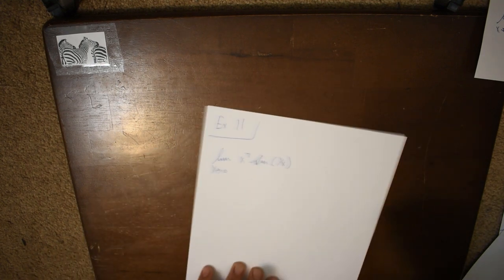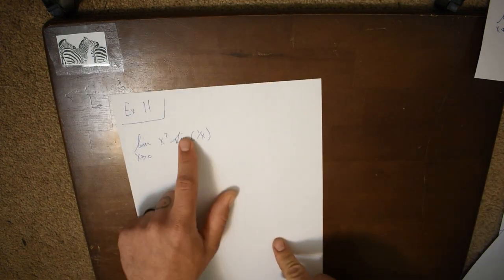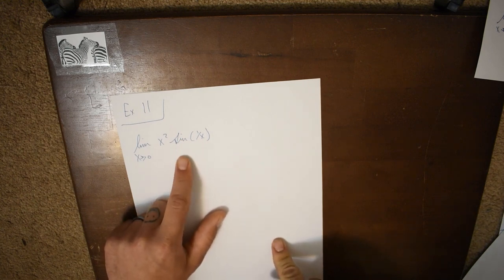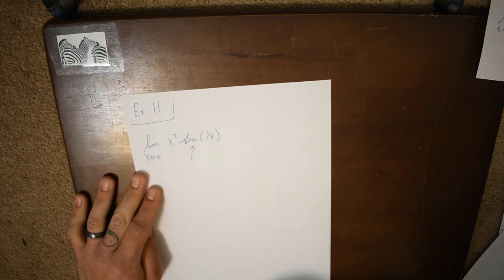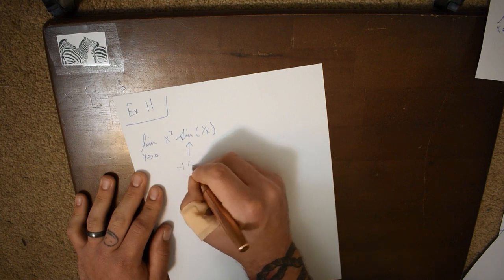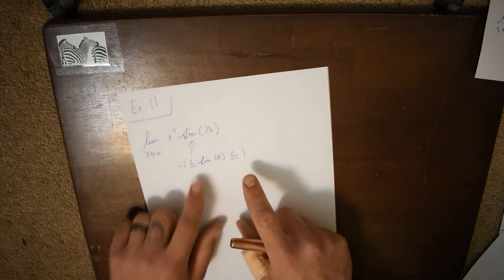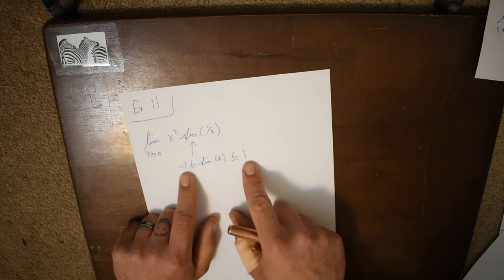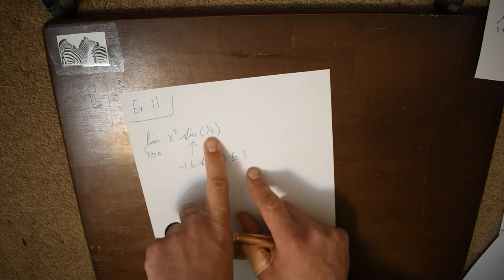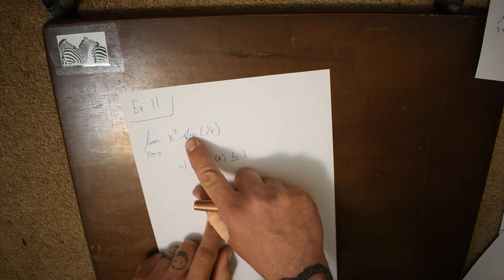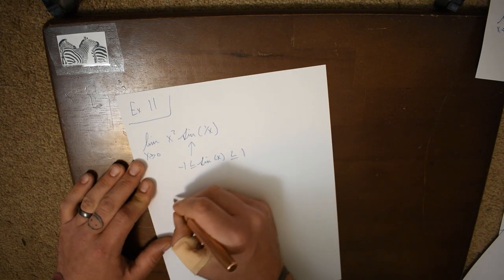So, to use the squeeze theorem, we need to come up with a function that's always greater than this and a function that's always less than this. Now, here's the trick. Whatever value you feed sine, -1 is less than or equal to the sine of x, which is less than or equal to +1. This provides both an upper and a lower bound for the value of sine. Regardless of what you put inside here, sine is always going to kick you out some number between -1 and 1.